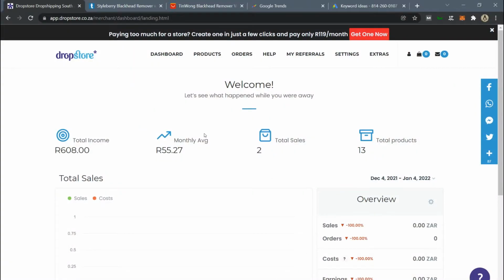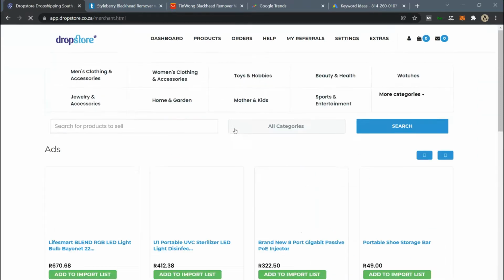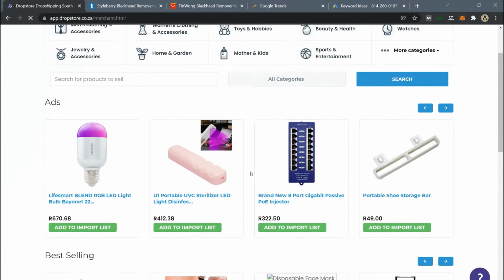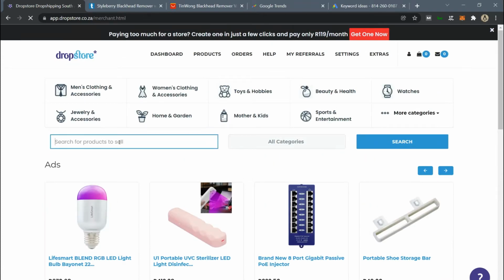Right, so for this tutorial, I'm just going to use Dropstore. For the guys who don't know what Dropstore is, it's basically a marketplace to find products to sell, specifically to go the dropship route. So I'm here in the dashboard, so I'm just going to go to products. If you want to find out more about Dropstore, just check in the description. There's a link that'll take you to a video that will tell you exactly about Dropstore, what it's like, how it works, and how to actually get started with Dropstore.